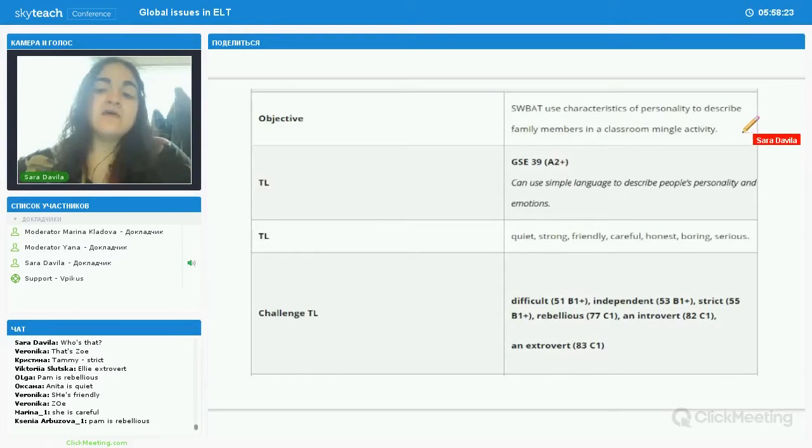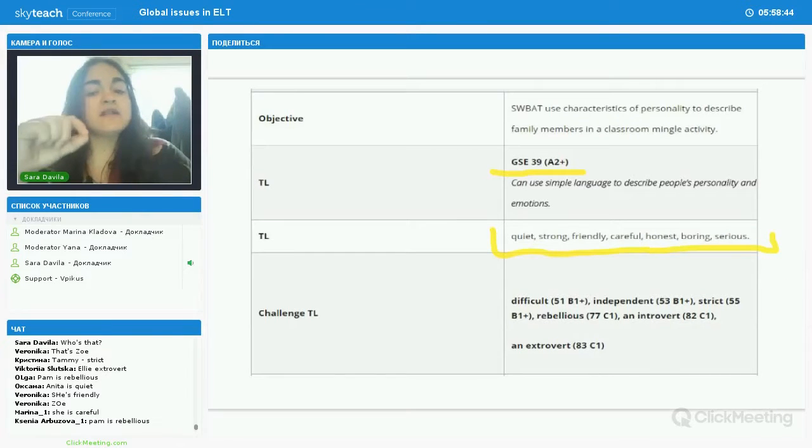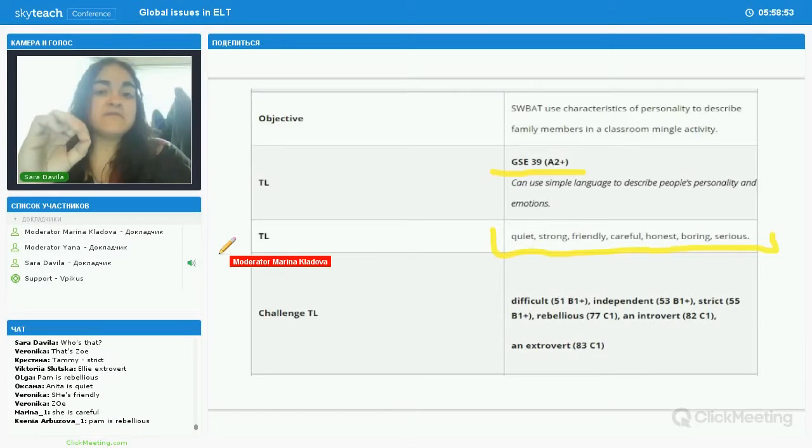As you can see here, I know that this is my learning objective, that my students will be able to use characteristics of personality to describe family members. I know that my students are an A2+, so this objective is perfectly at the level of my students. This is my target language, and I looked up all of this target language, and I found that all of this target language is around A2+ on the CEFR and also on the GSE. So it's also right at the level of my students.